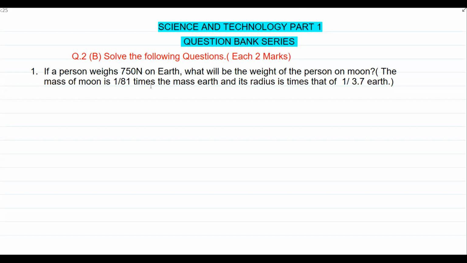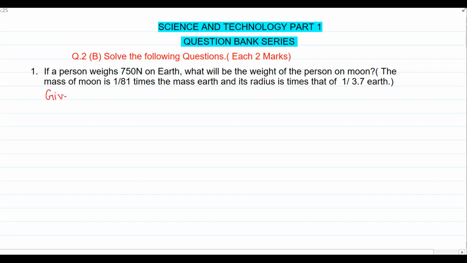If a person weighs 750 Newton on Earth, what will be the weight of the person on Moon? This is the question. Mass of Moon is given 1 upon 81 times mass of the Earth, and radius is given 1 upon 3.7 times Earth. So first we have to read the question and write what is given.